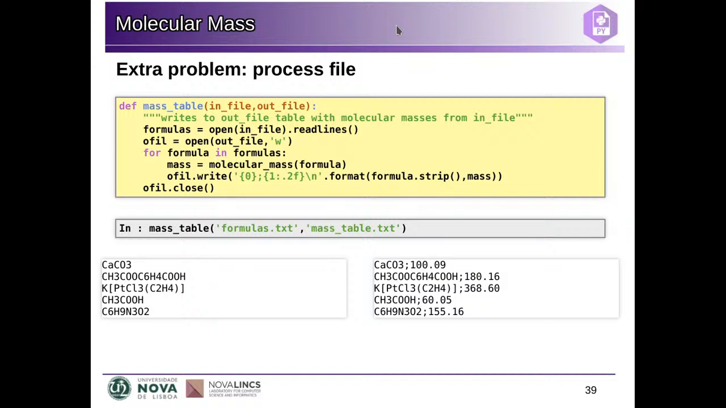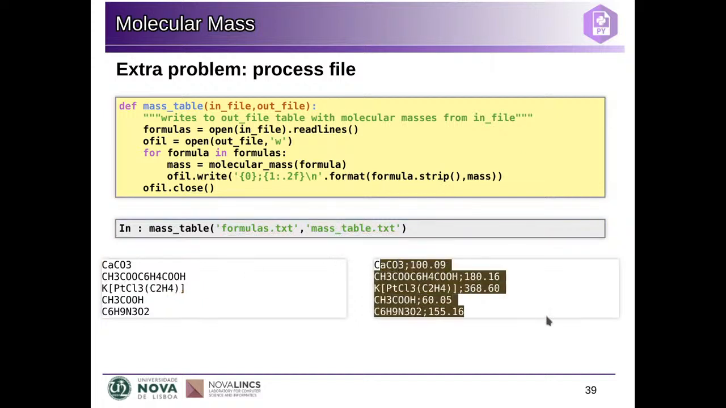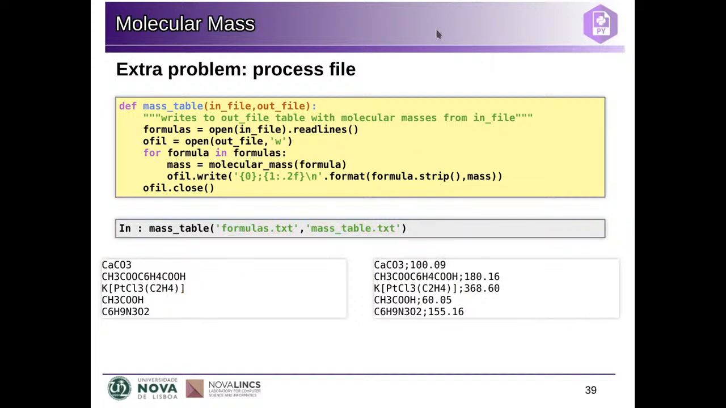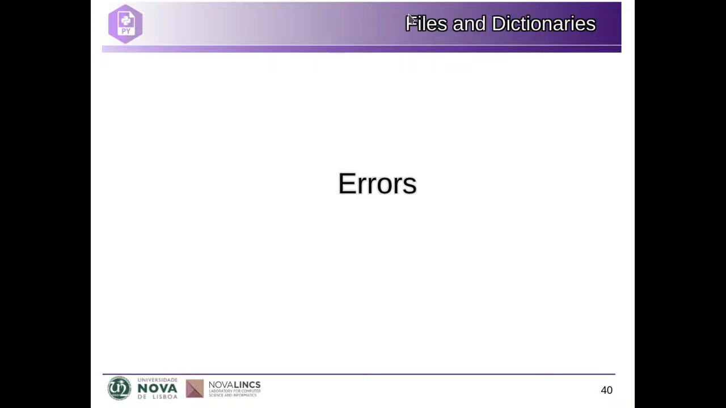The rest is easy. So this would be running our function, mass table: we read from the formulas.txt file, which is this one, and we write this table with the masses. So the idea here, remember, is that if we decompose our problems and we have these different functions, then it's easy to reuse them and to adapt them to new kinds of problems.